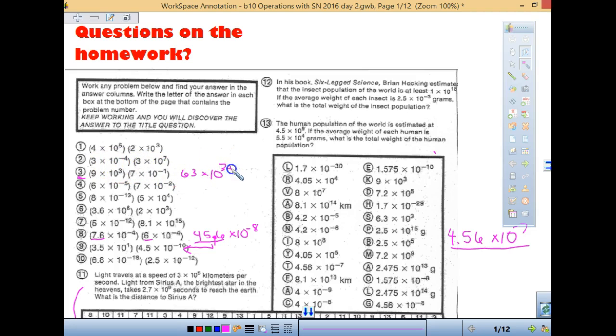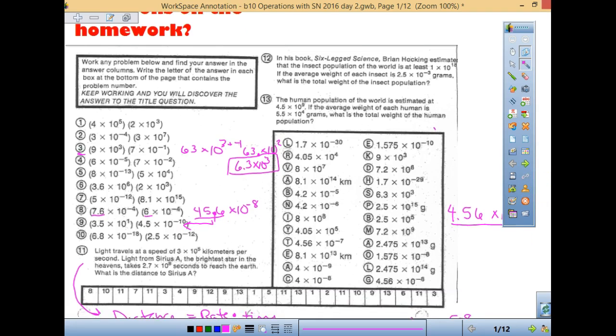I'm going to take 3 plus the negative 1. So I now have 63 times 10, and I should have had times 10 to the second. But this number is not written in scientific notation. It's 63, and in scientific notation, it should be 6.3. And so if I had to move it 2 places, now I actually have to move it times 10, and it should be to the third power.